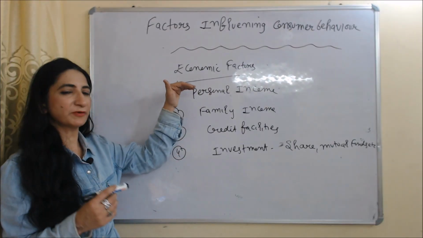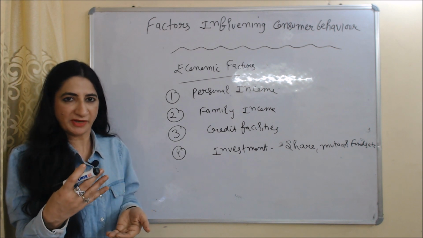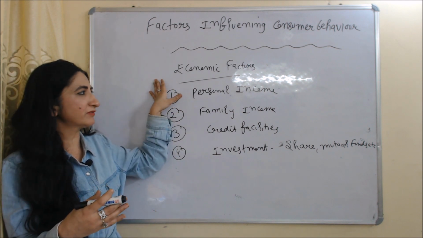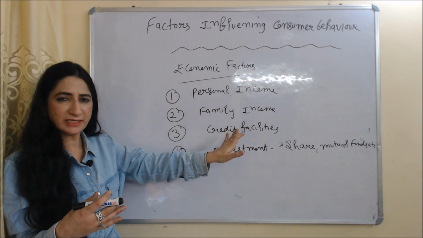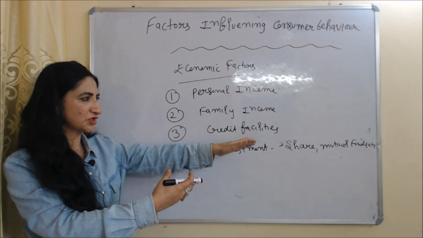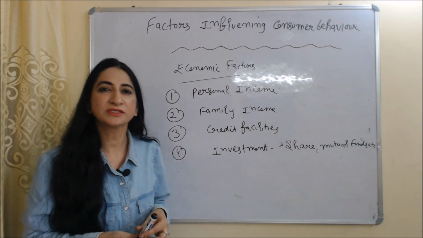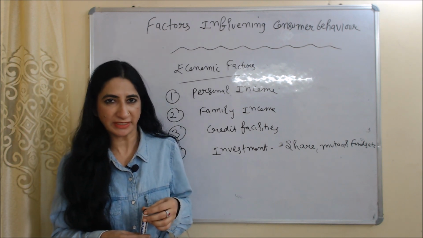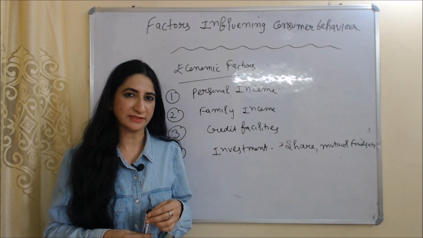Now we will see economic factors which influence consumer behavior. Economic factors include our personal income, our family income, our credit facilities and our investments, like investment in shares, mutual funds, etc. So this is all about the meaning, importance, scope and factors influencing consumer behavior.